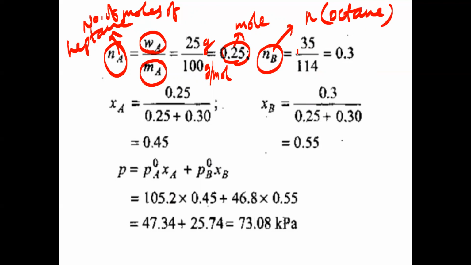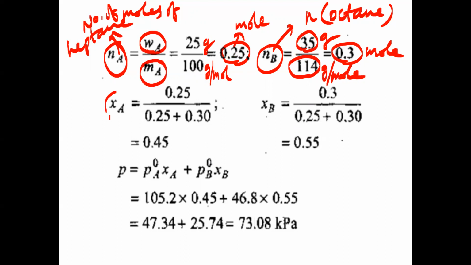So the number of moles of octane will be equal to the given weight of octane divided by the gram molecular weight of octane. The gram molecular weight of octane is 114 gram per mole. The given weight of octane is 35 grams. So we get 0.3 moles of octane and 0.25 moles of heptane. Now the total moles will be 0.25 plus 0.3.